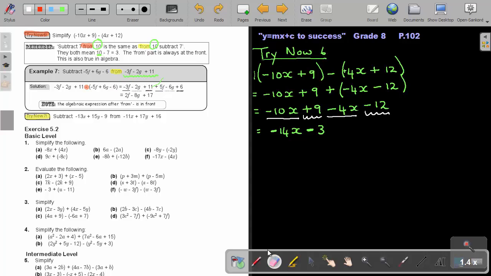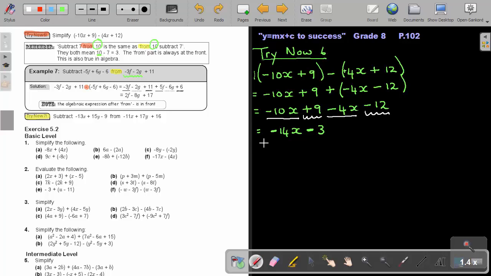And now there are no more brackets, and I can simplify. So basically I'm just looking for my like terms. Negative 3f plus 5f, so subtract, and that will be 2f. Negative 2g minus 6g. If the signs are the same, keep the sign and add the numbers. And then 11 plus 6, that will be 17. Okay, I want you now to do Try now 7. Stop the video, and as soon as you are finished, you can continue with the video.